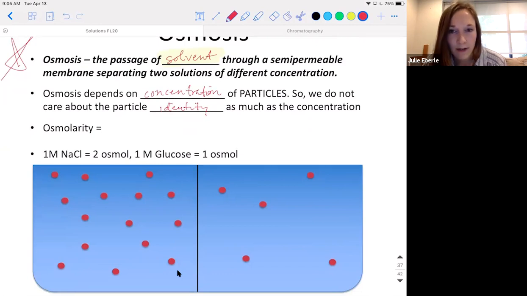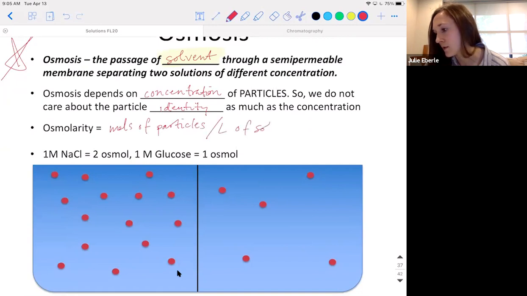So what is osmolarity then? How do we measure this? It is just the number of moles of particles per liter of solution, all right? Moles of particles, that is an osmol. Moles of particles per liter of solution. All right.